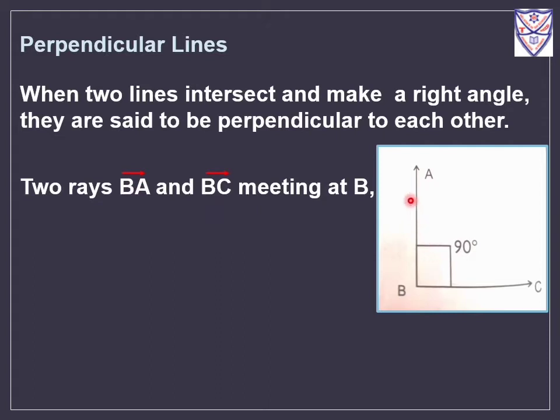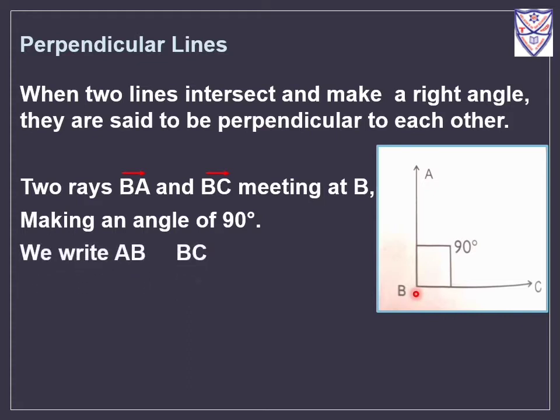So two rays are there, BA and BC, meeting at where? At point B, making an angle of 90 degrees, making a right angle. We write AB perpendicular to BC. This is the symbol of perpendicular. AB perpendicular to BC.